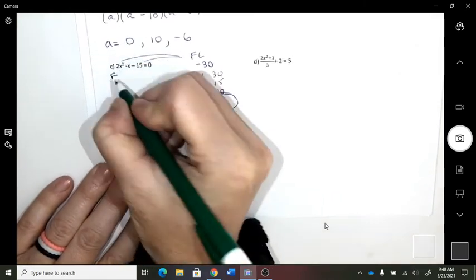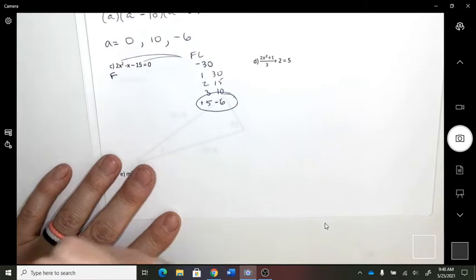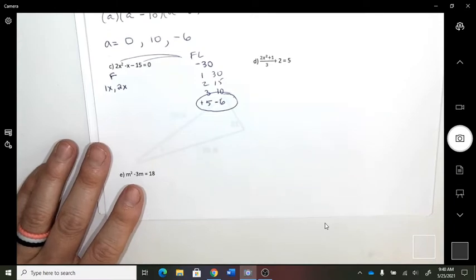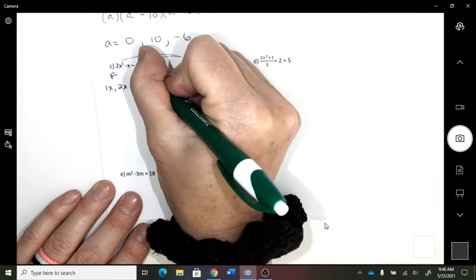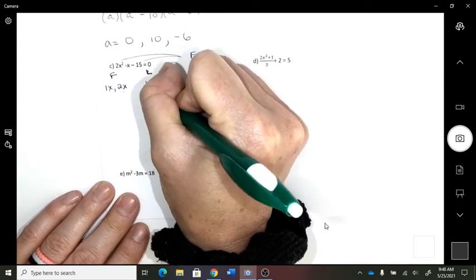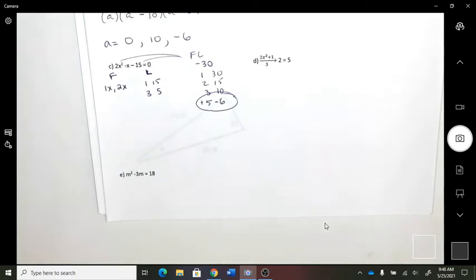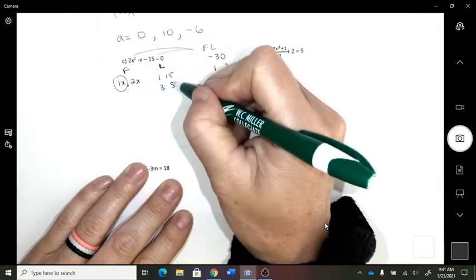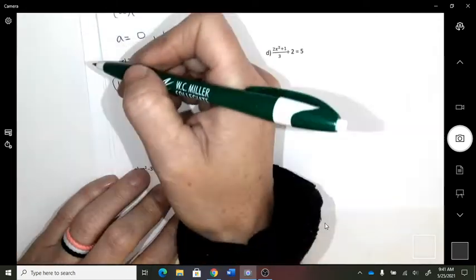Okay, so under the F, how would you have gotten that F? Well, the only way is to do a 1x and a 2x. How would you have gotten this L? 1 and 15 or 3 and 5, those are your ways to get the L. Do any sets pair with each other to somehow make a 5 and a 6? You see a 5 and a 6 within a group? A 5 and a 6.